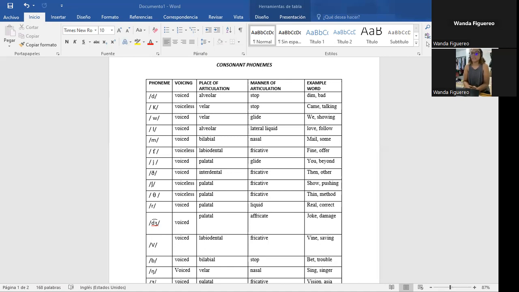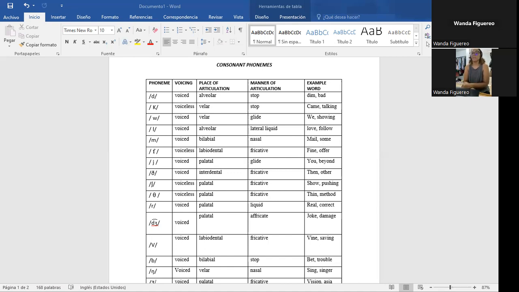So first we have the da sound, which is a voiced sound. If we try to articulate it, we can feel the vibration of our cords if we put our hand on here where our Adam's apple is supposed to be, for men, not for women. But it is a voiced sound. It's alveolar because our tongue gets in contact with the alveolar ridge. And the manner of articulation is a stop.